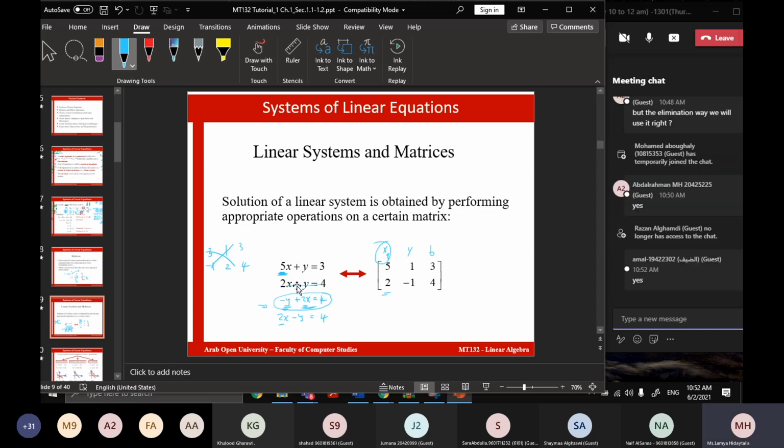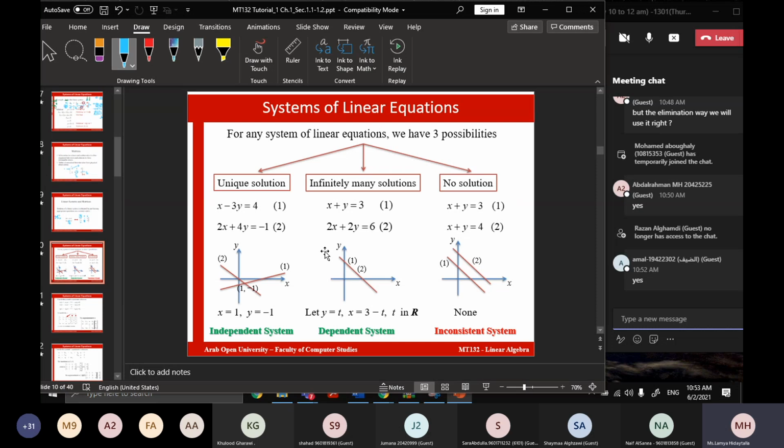What if I don't have y? I mean, if there was an equation, this equation, but here there is no y. Maybe 0. I mean, there is none here. How can I write the system? It's going to be 5, 1, 3, and here 2, here 0. That means as if you have 0 for y. Okay, so that place you have to fill with 0.